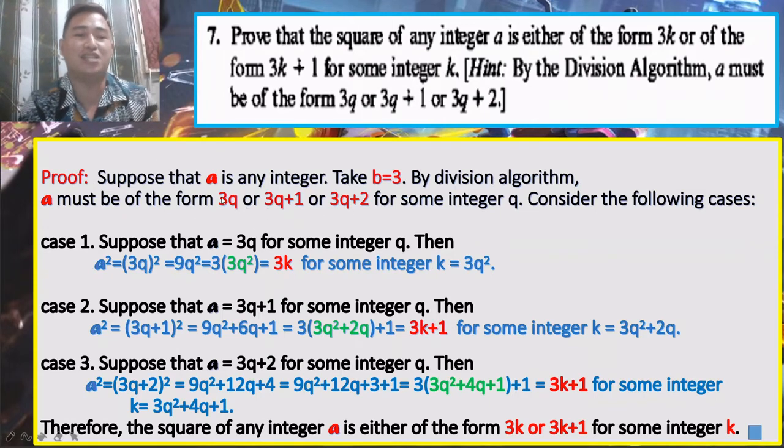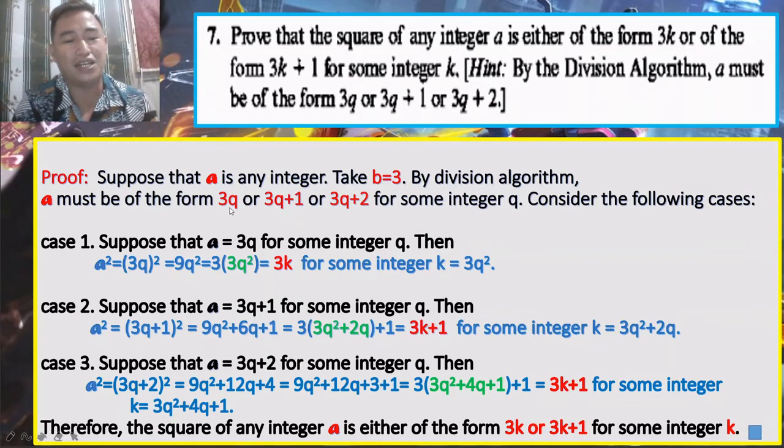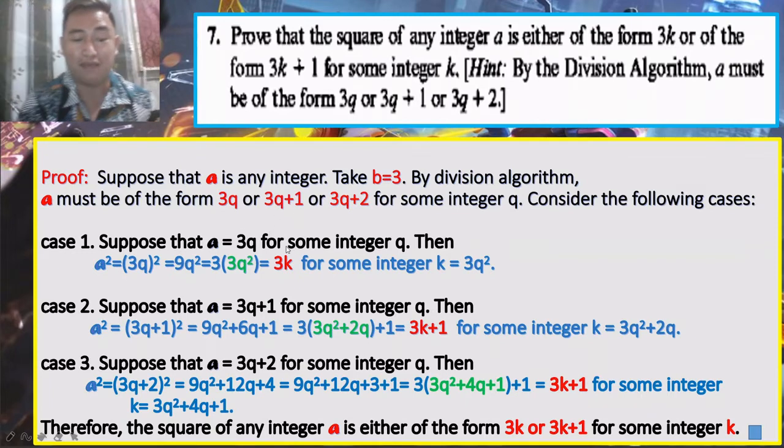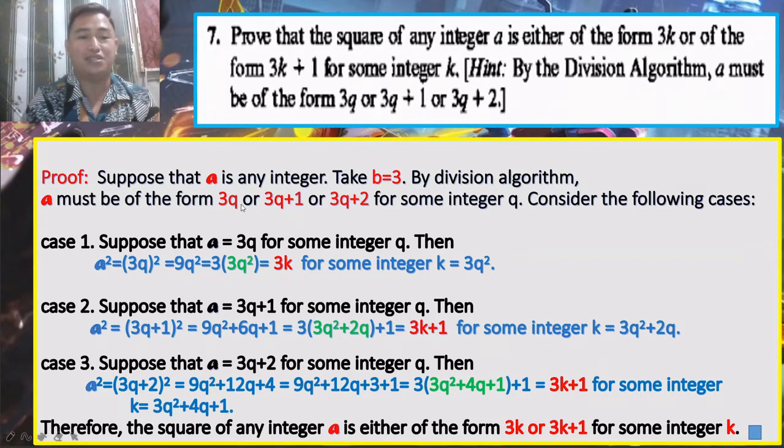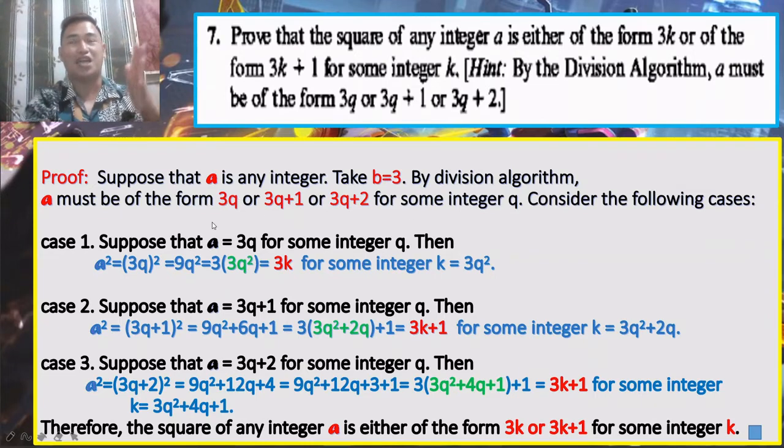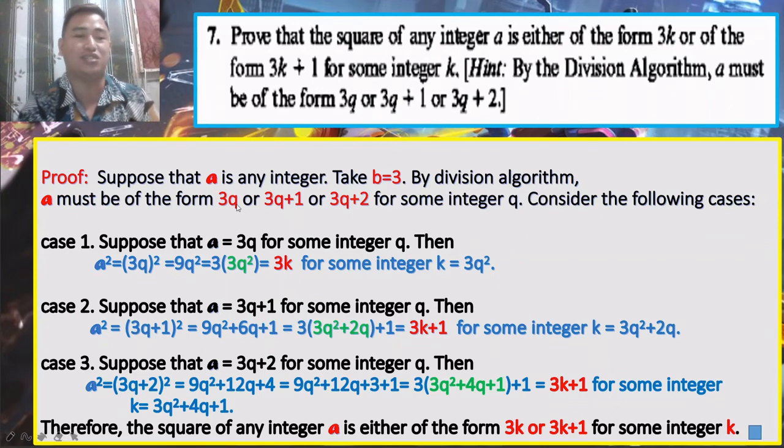So, 3Q plus 3 is equivalent, since if you factor out 3, the form becomes 3 times (Q plus 1). Right? And Q plus 1 is another integer. So the form is 3 times an integer. For some integer Q, it is 3 times K, where K is Q plus 1. So that is the form 3K.